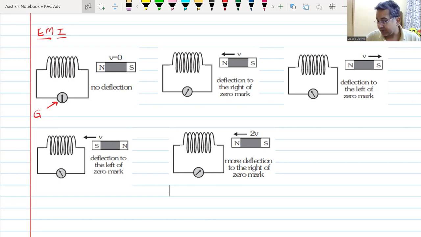Yes, sir. So you don't have to draw this diagram. This diagram is just for understanding. You can draw it quickly.